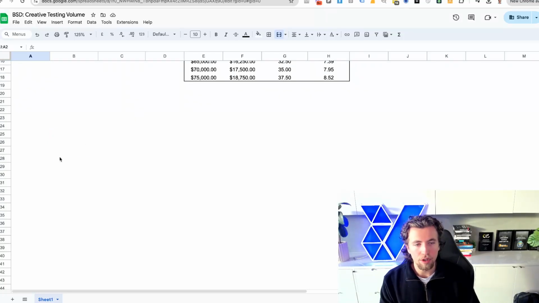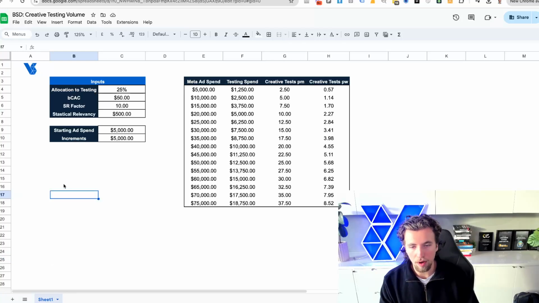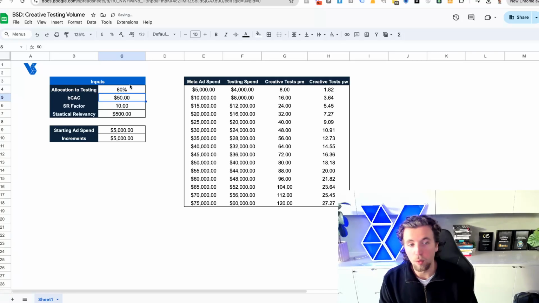So now let's say that you're an early stage startup. You're allocating 80% of your budget towards testing because you don't really know what's even working yet. You might only have one creative that actually is working decently well, and so that's your 20% allocation towards scaling. You have a blended CAC of $50, and generally speaking, you want a statistical relevancy factor of 10.